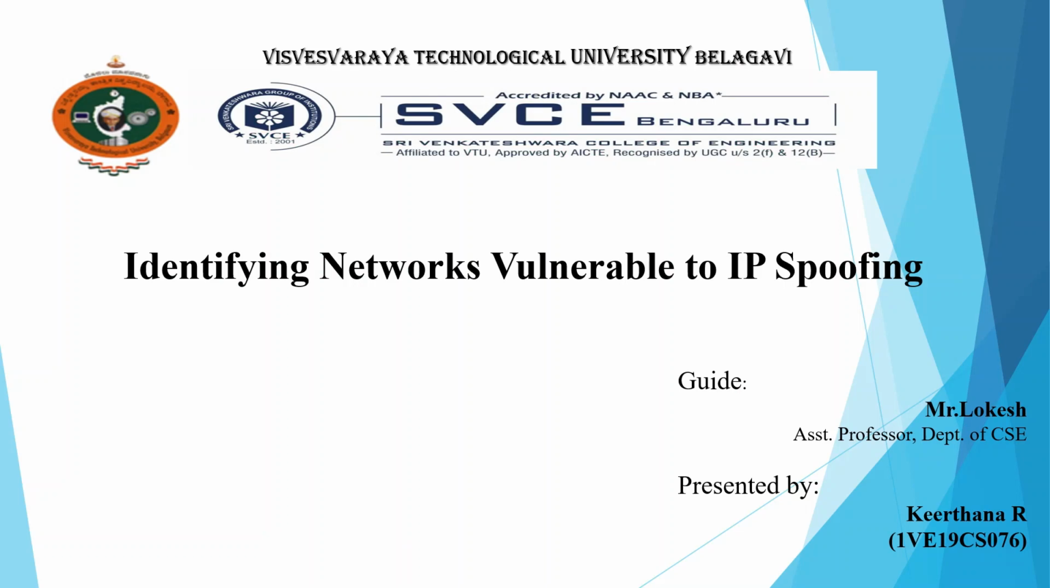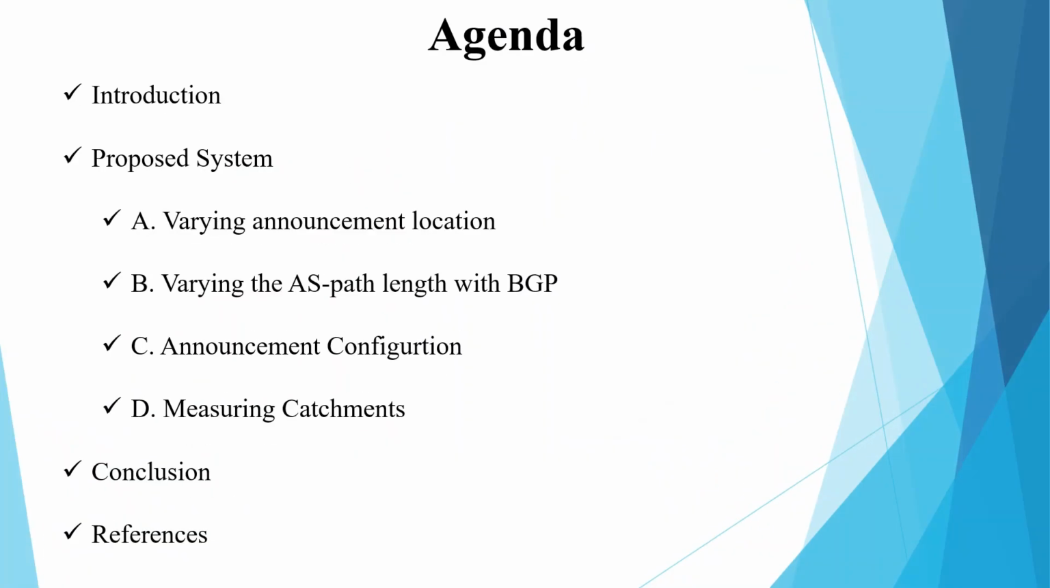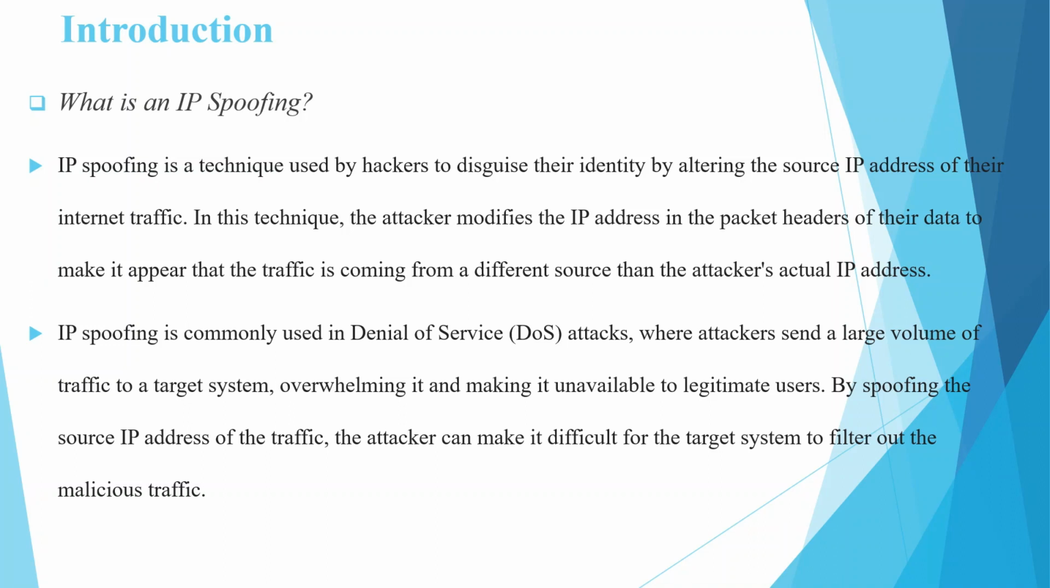As you can see on the screen, my topic is identifying networks vulnerable to IP spoofing. The agenda for today is introduction, proposed system which contains varying announcement location, varying the AS path length with BGP, announcement configuration and measuring the catchments. Firstly, let us know what is an IP spoofing.